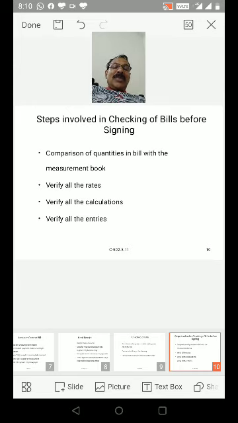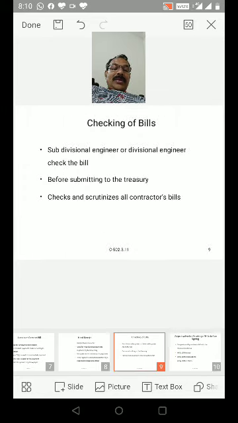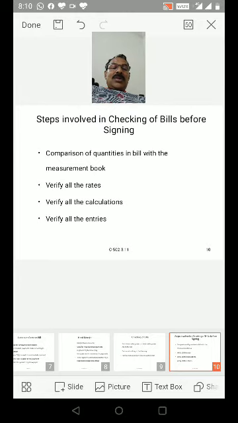Comparison of quantities in the bill with the measurement book. The quantities entered in the contractor's bill and the quantities entered in the measurement book, the M book, will be compared. They will cross-check and scrutinize, and verify all the rates, all the calculations, and all the entries.